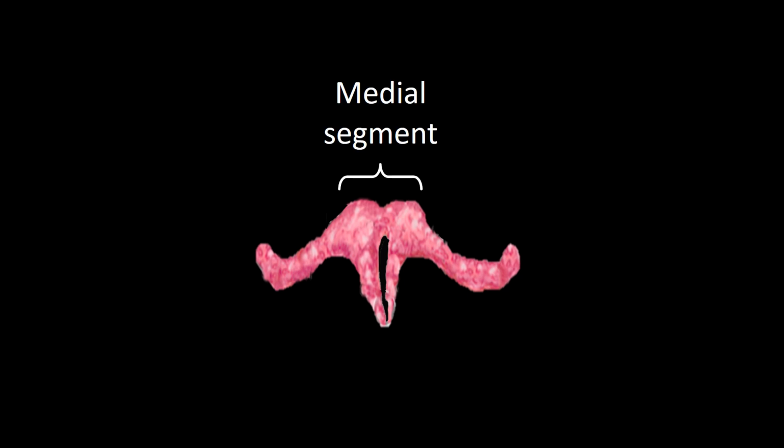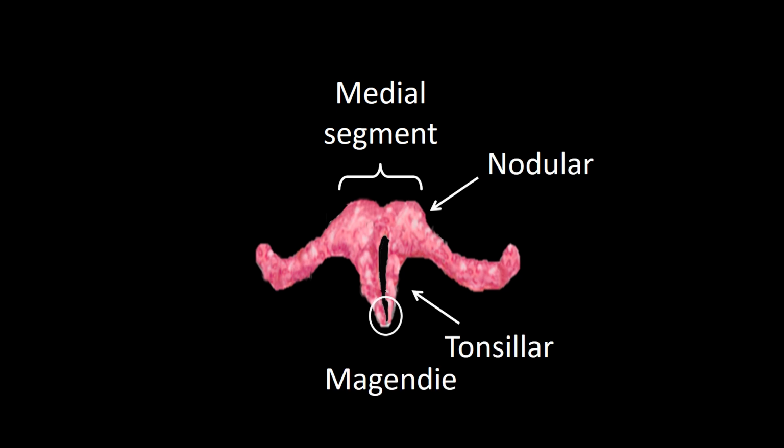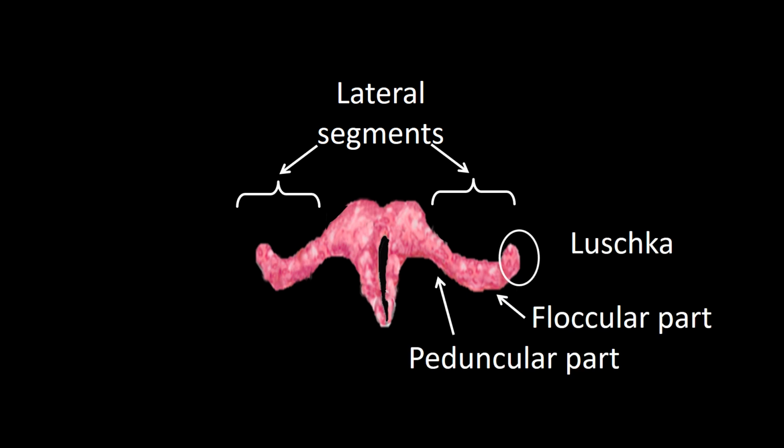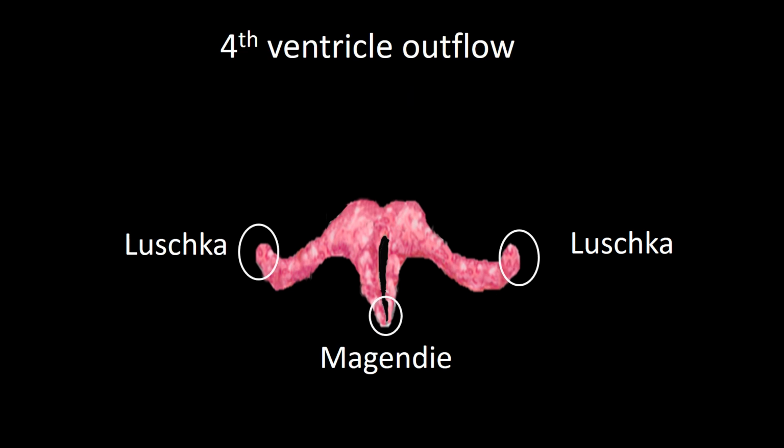The fourth ventricle choroid plexus has a medial segment with a nodular part and a tonsillar part. The tonsillar part exits the posterior fossa through the foramen of Magendie. The medial segment is flanked by two lateral segments. The lateral segment has two parts, the pendular part and the floccular part. The latter exits the ventricle through the foramen of Luschka. So, fourth ventricle outflow takes place by the medial Magendie and the two lateral Luschka foramina.